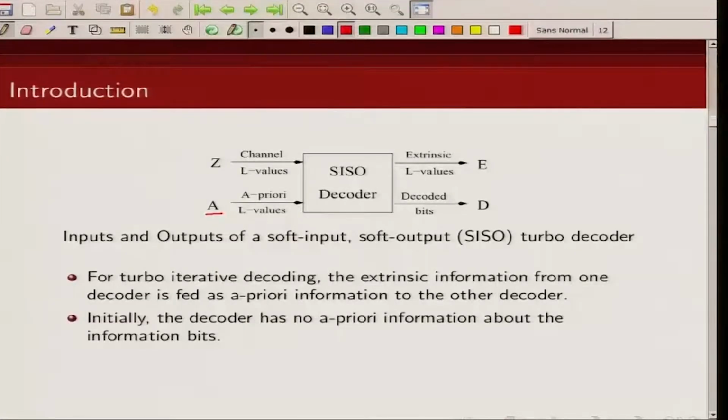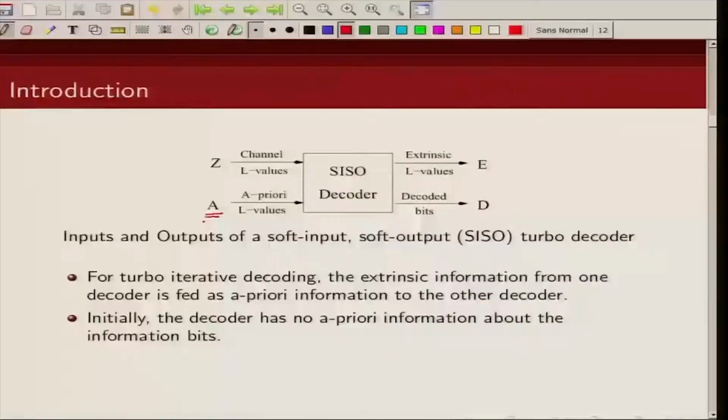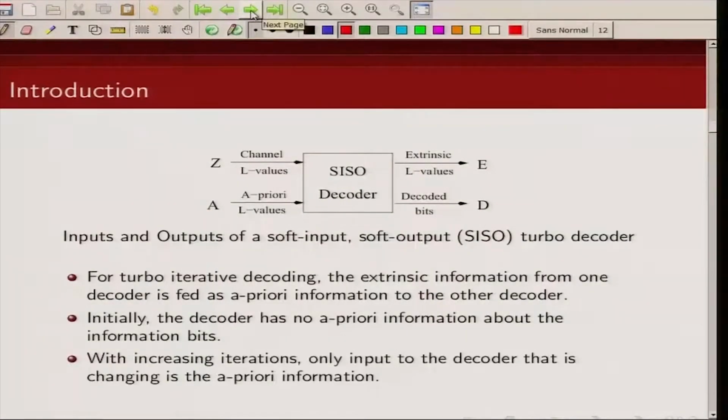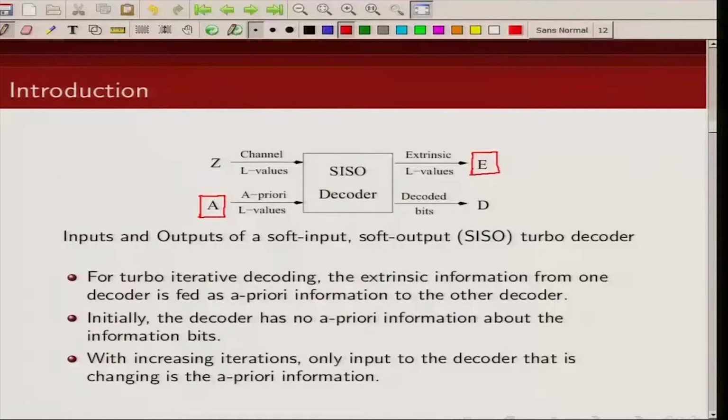As I said, initially we do not have any a priori value, but after half an iteration extrinsic information is generated and passed on as a priori value to the soft input, soft output decoder. And again I emphasize, the only things changing with iteration are these extrinsic values and a priori values. So, if you want to track how your turbo decoder is working with iteration, you need to track these two quantities, and we are going to talk about the various measures we can use to track them.